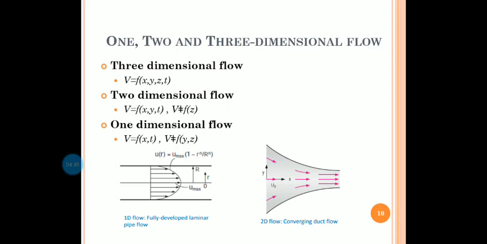In the given diagram, for 1D flow, the fully developed laminar pipe flow is considered 1D flow. So here the velocity is a function of r only. The other diagram is showing converging duct flow, in which the velocity is a function of x and y, and hence it is an example of 2D flow.